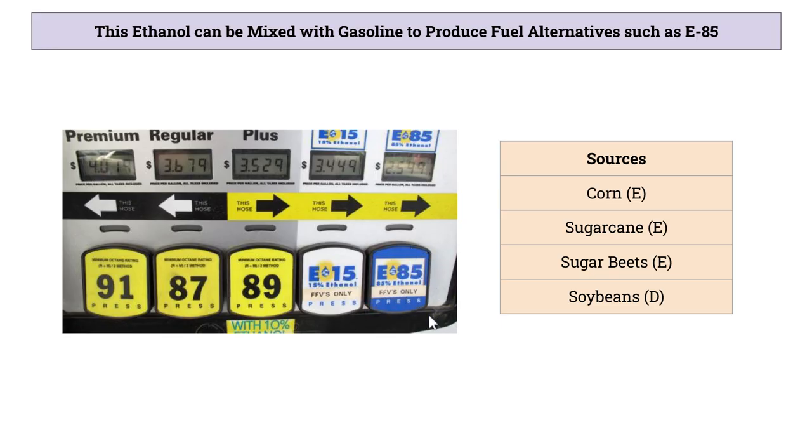Now, corn is the example that I used over here. However, there are a lot of different plants that could be used when forming the ethanol. Things like corn, sugarcane, sugar beets, or soybeans would just be a few examples.